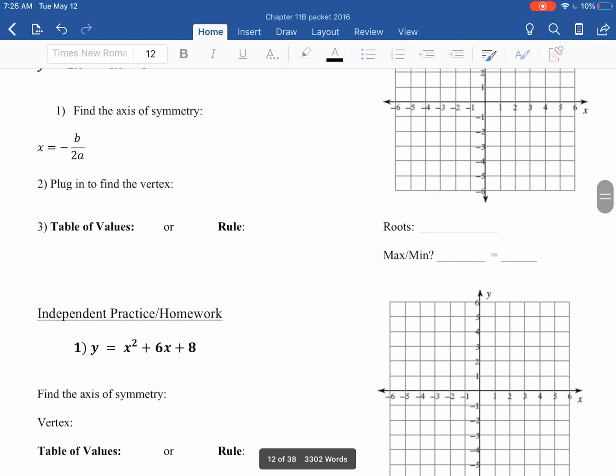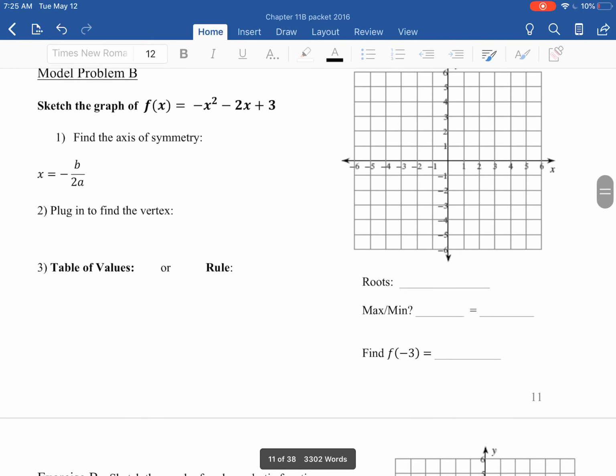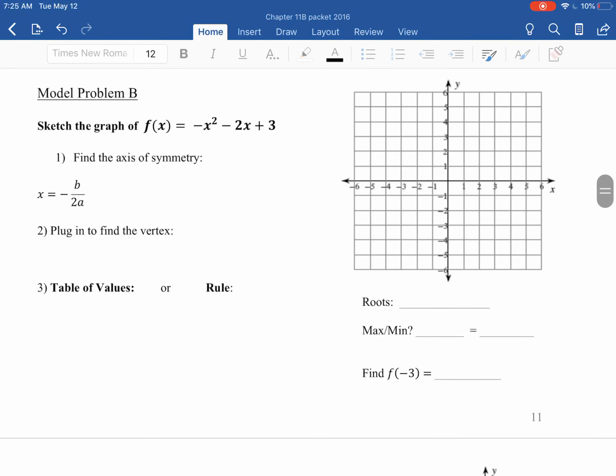Okay, just looking to see how much we have going. Okay, I think we'll do one more. Looks like my battery's about to run out.